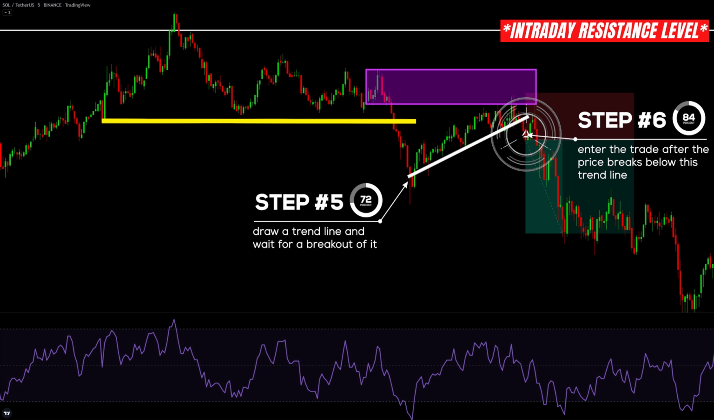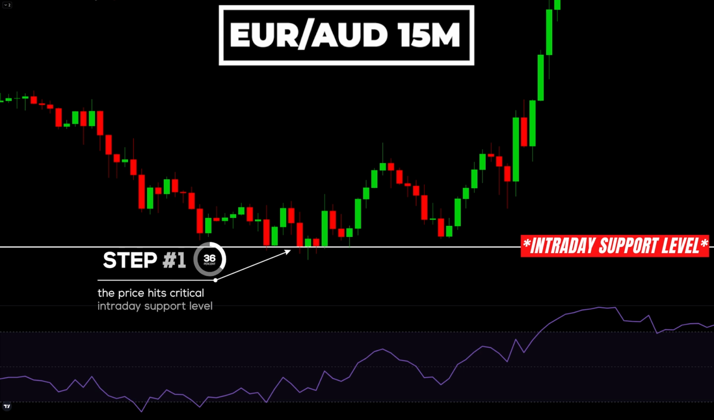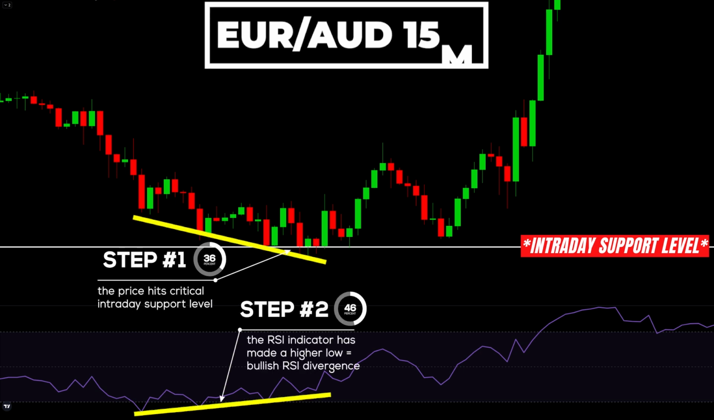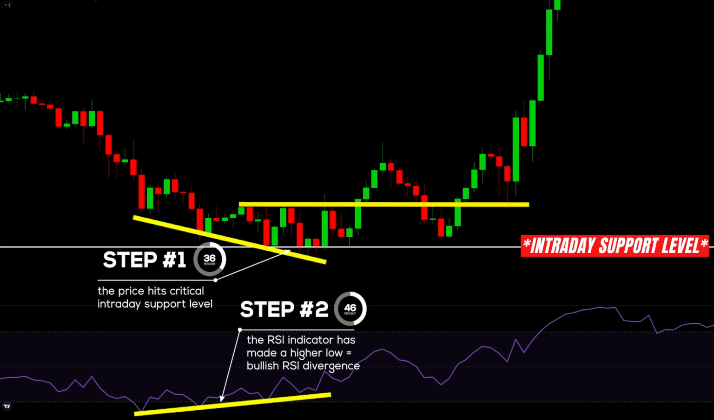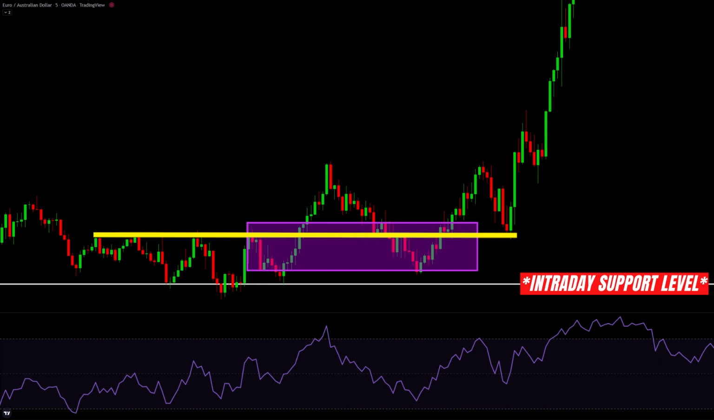Let's take a look at the long example. Here's Euro ASI, a 15-minute time frame. First, we have a bullish regular RSI divergence at a key support level right here. Next, we draw a line at the start of the second divergence leg. The price breaks above this line right here, so that we highlight the last bearish candles before the break. Now, let's switch to the 5-minute time frame. Here's the 5-minute time frame and the price beautifully pulls back to our zone.